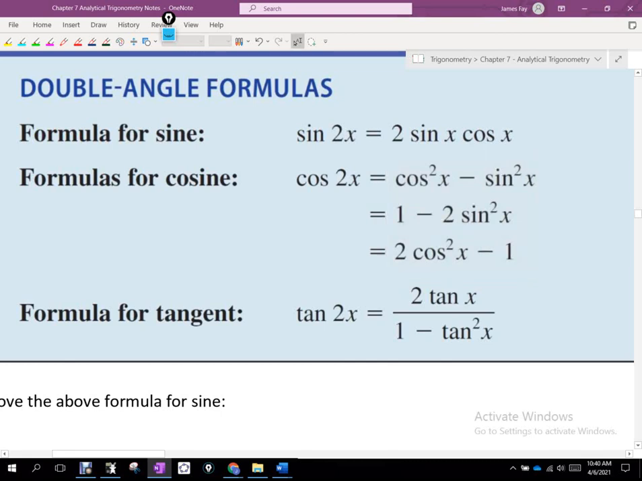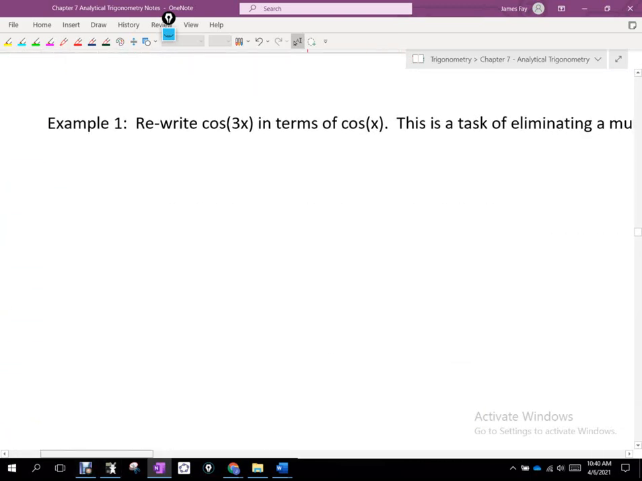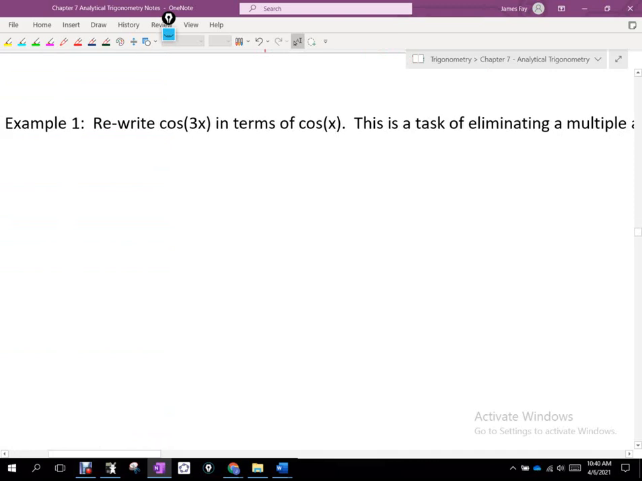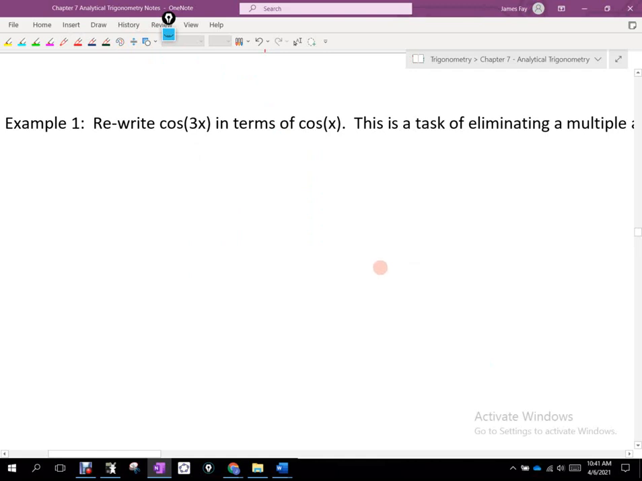Okay. I'm going to give you one more example where we have to decide which one of those three is applicable to this problem. It says rewrite cosine of 3x in terms of cosine x. What we're trying to build right now with these formulas is a toolbox to get equations in a format that we can solve later on. So, a sneak peek of what's going to happen in a couple days, probably by the end of the week.